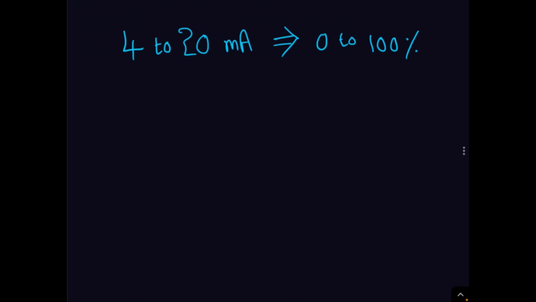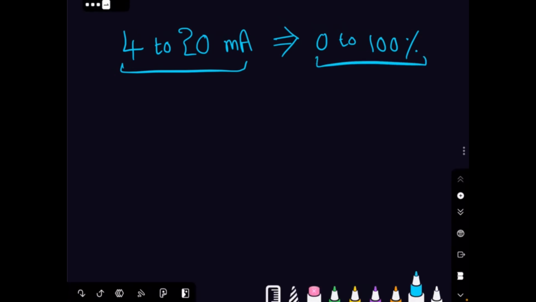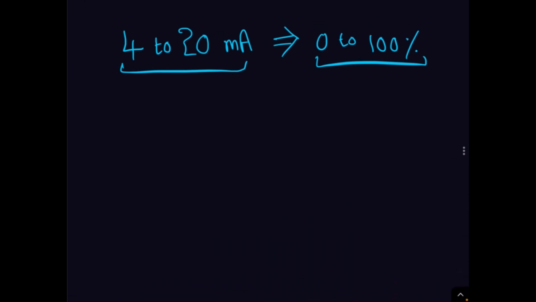Okay, so what is our input? 4 to 20 milliamp, and we need an output in the form of percentage, the range of 0 to 100%. So what is the need of these conversions or calculations? For our loop checking, calibration, or during some maintenance or troubleshooting times, we may need to calculate the milliamp into percentage or percentage into milliamp signals. Okay, so let's find out how to do these calculations.